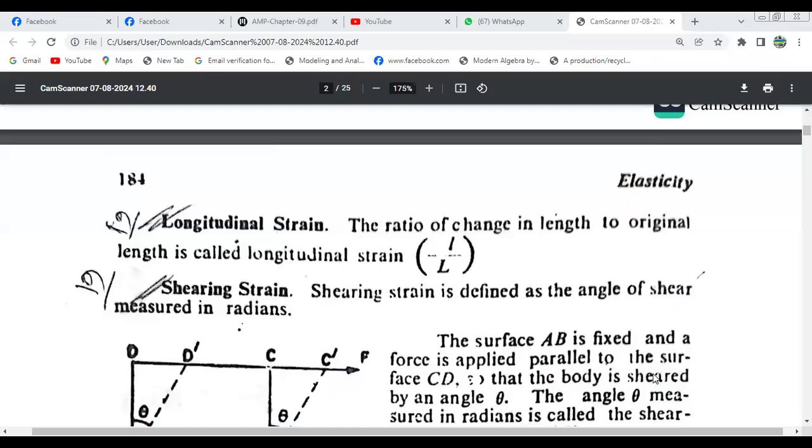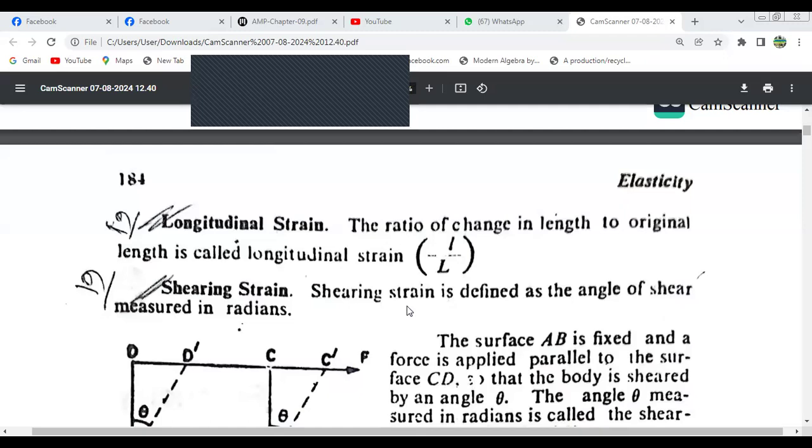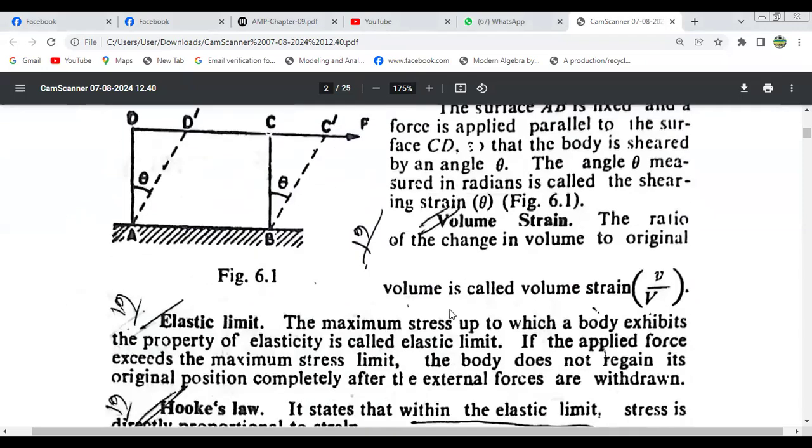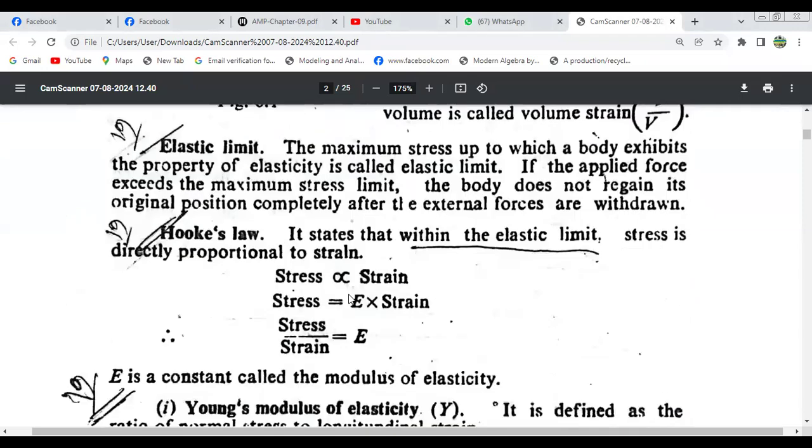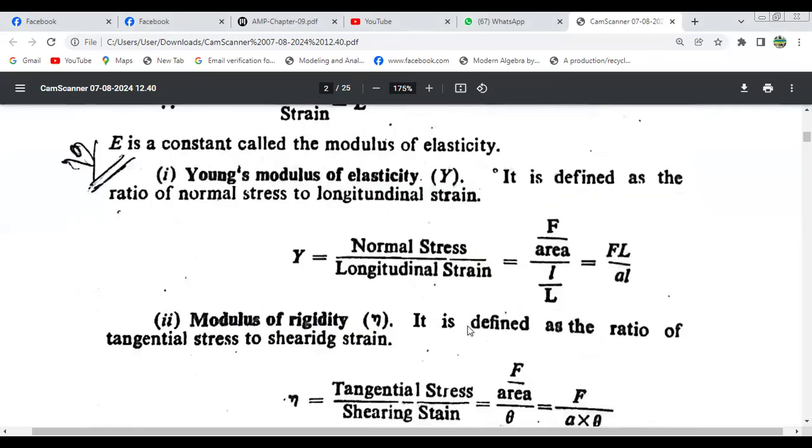So we have discussed what longitudinal strain is. Shearing strain, we have also discussed, and elastic limits. And we must know about Hooke's law. This is stress divided by strain. This ratio will be a constant. This is called Hooke's law, and this is the formula for finding Young's modulus of elasticity.